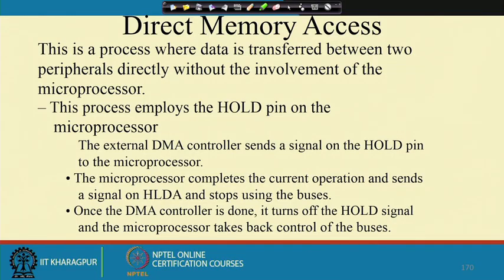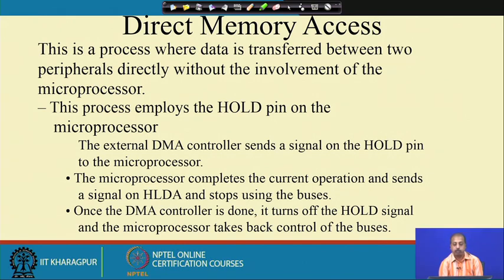So, to facilitate this process, direct memory access is a procedure by which we can transfer data between two peripherals directly without involving the microprocessor. So, there is a hold pin in the 8085 processor. This hold pin is used for this purpose. The DMA controller sends a signal on the hold pin to the microprocessor.